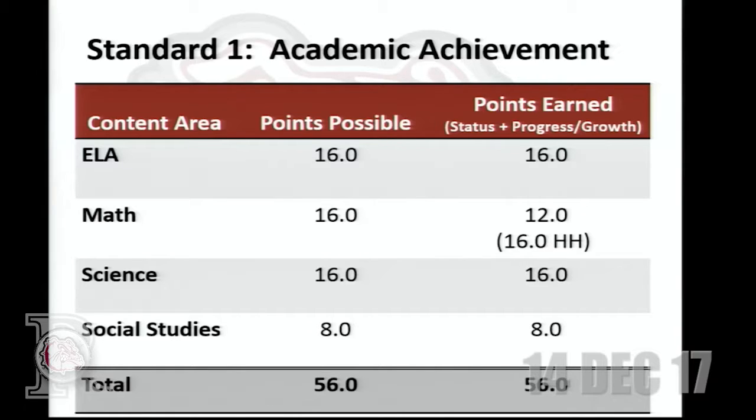Okay? Science, we earned all 16 points because of being in the 2020 target. Social studies, we earned 8 points for being in the 2020 target. So officially on Standard 1 academic achievement, there are 56 points possible, and we've received credit for all 56 points. That was a lot. Questions on that? And that's Standard 1. We got that. Questions on Standard 1?